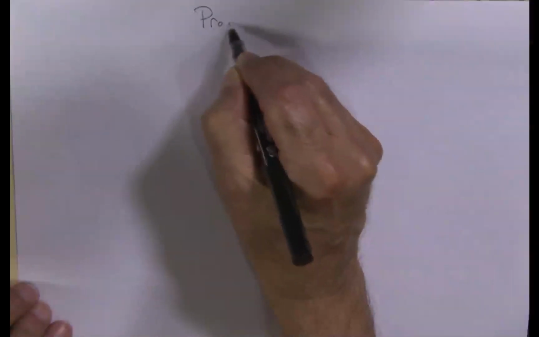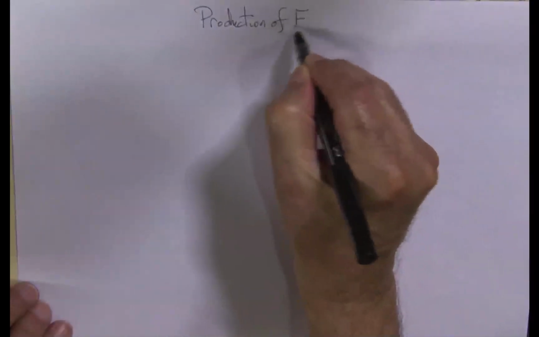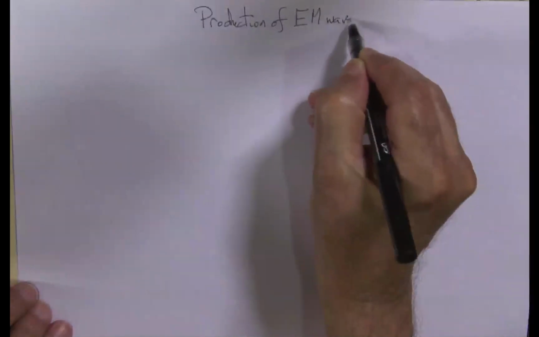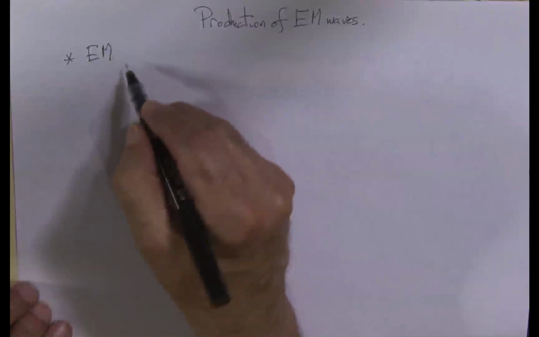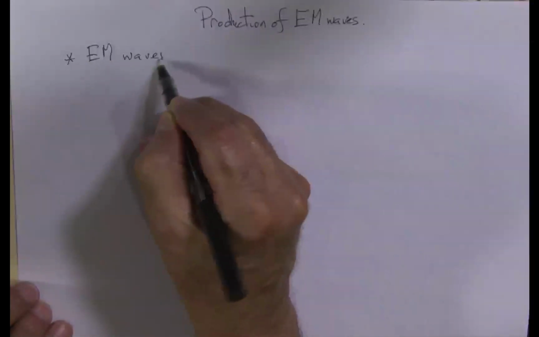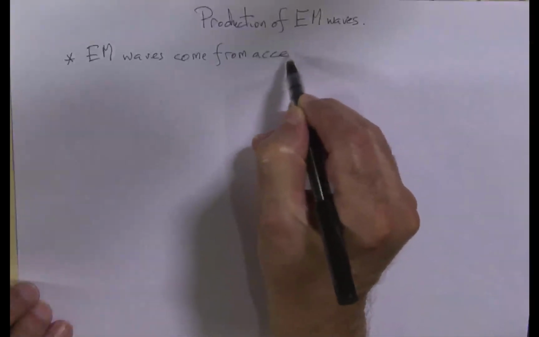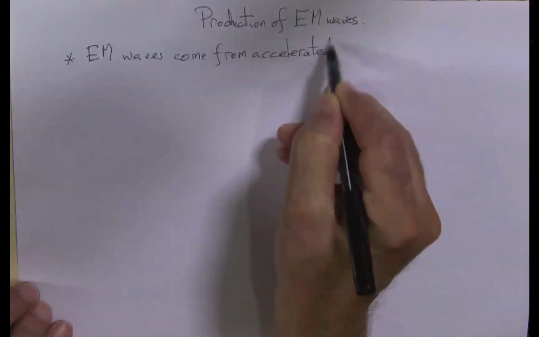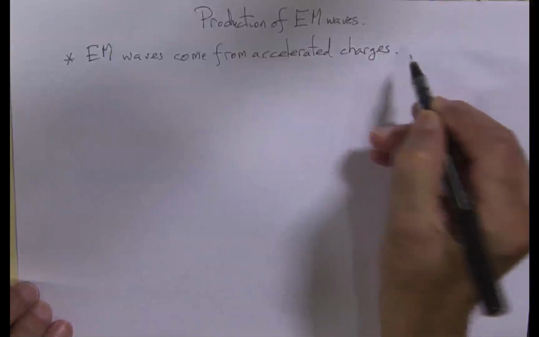We've talked about how electromagnetic waves propagate. They go from one point to the other. But where are they produced? How are they produced? So now let's focus upon production of electromagnetic waves. Well, these waves come from acceleration of charges. So whenever there is a charge that is accelerating, you will have electromagnetic waves coming out.